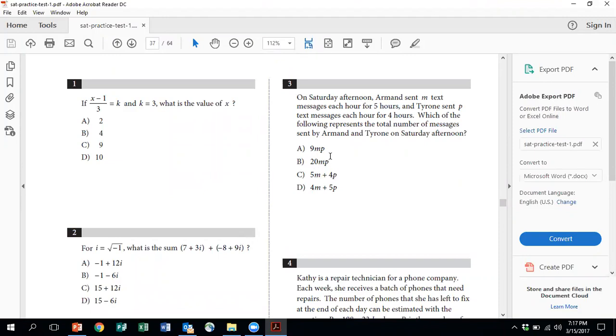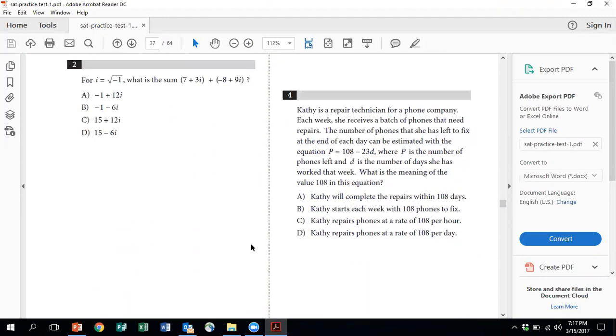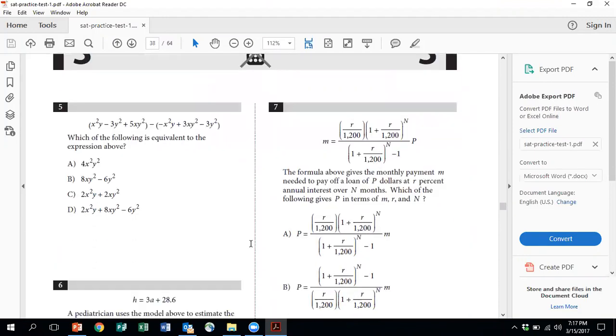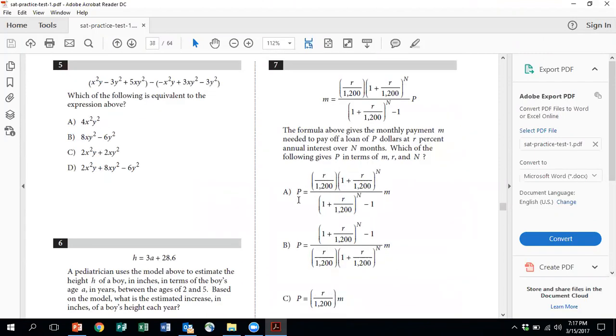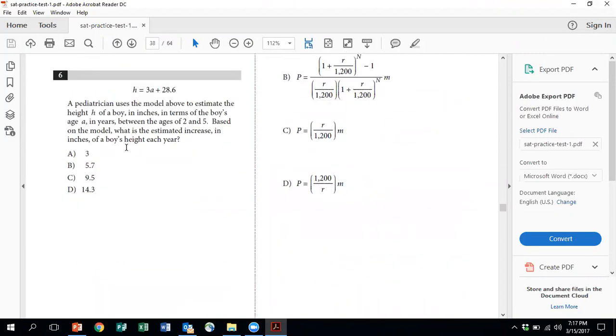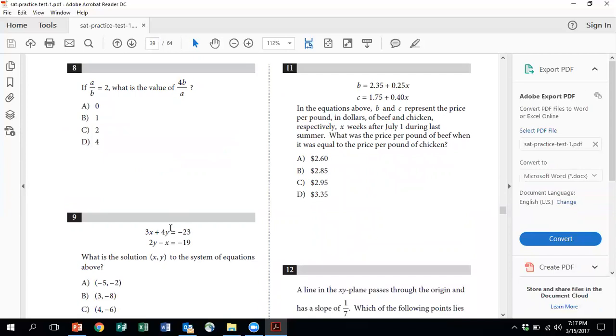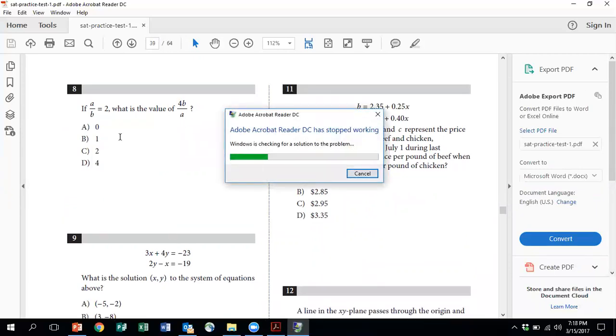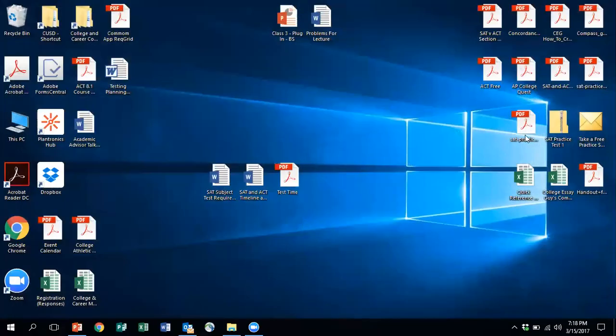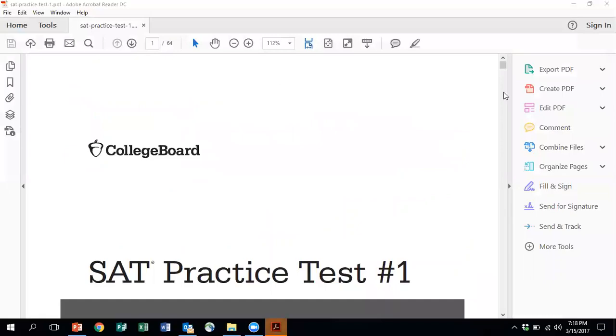Again, here's a plugin. Look, M's and P's, right? Oh, here's another plugin, R's and P's. Here is a back solve you can use. What is the value of 4b over a? This is a back solve you can use.